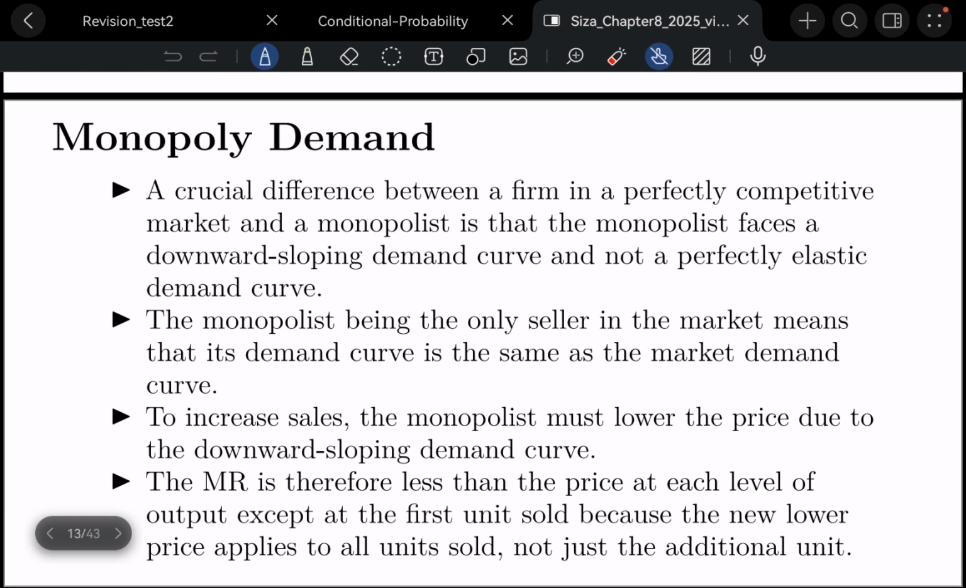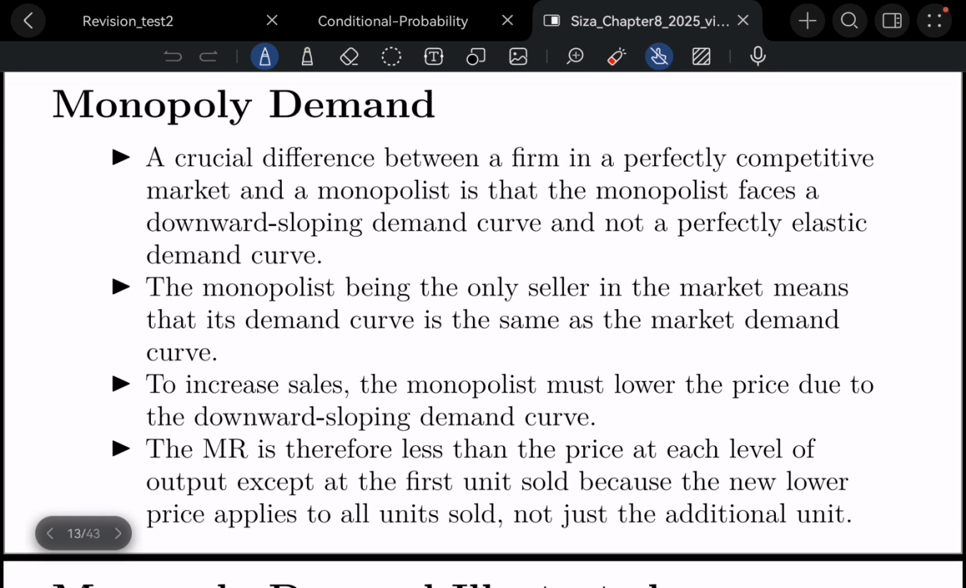So the difference between a perfectly competitive market and a pure monopoly market is that you'll find that the monopolist faces the market demand curve. So this makes sense because the monopoly is the only firm in the market or the only firm in the industry. So the market or the industry demand curve is going to be the demand curve that the monopoly has to face. So that's what we get, and that's what we know.